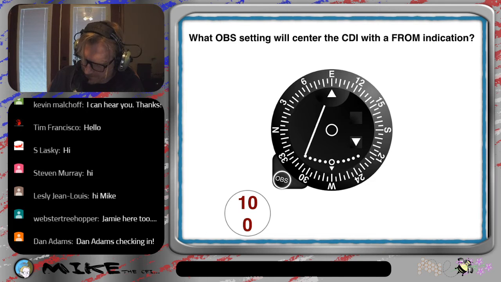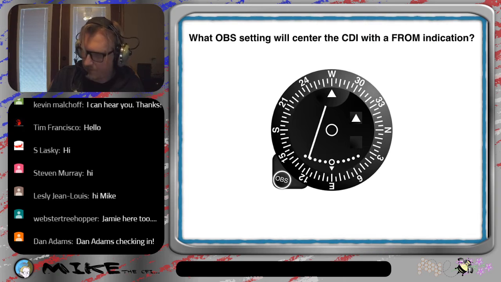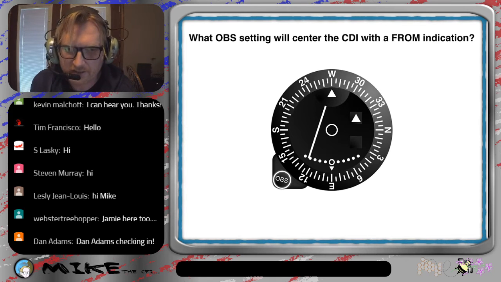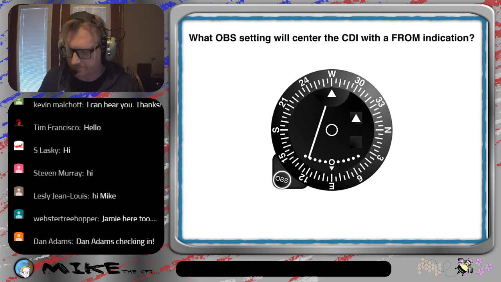All right, let's try another one. This one's a little trickier. So here we want to know what OBS setting will center the CDI with a from indication. So we have a to indication in there now. We not only want to center it, but we want to get the reciprocal, since we're looking for a from indication.